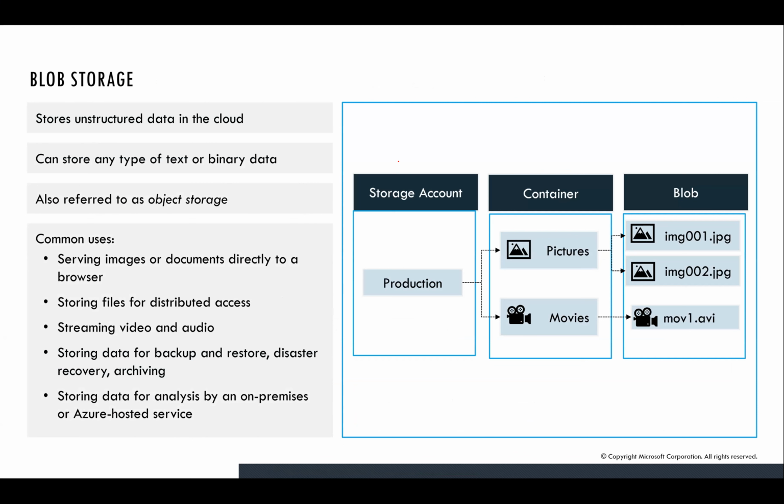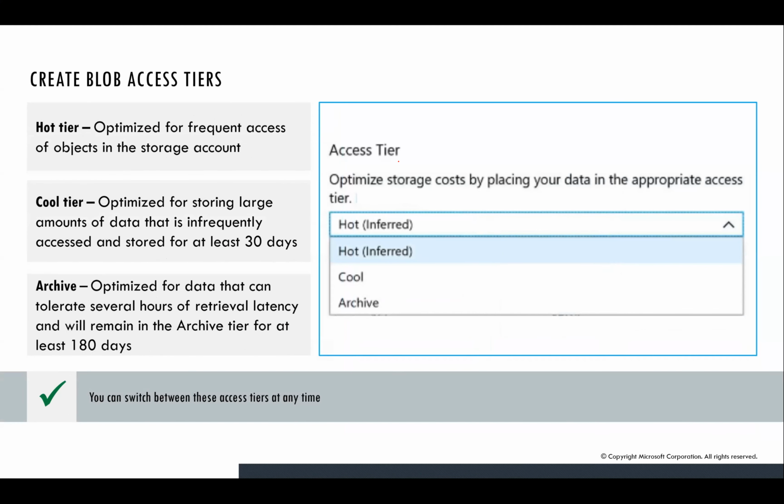So we've seen the other purposes of blob would be serving images, storing files or digital access, streaming your video, audio, storing data for analysis, and the likes. And we've spoken about the blob access tier. Hot is optimized for frequent access. Cool is optimized for storing large amounts of data that is infrequently accessed, stored for at least 30 days. Then you have archive, that will remain and you won't access for the next 180 days, which is about 6 months.